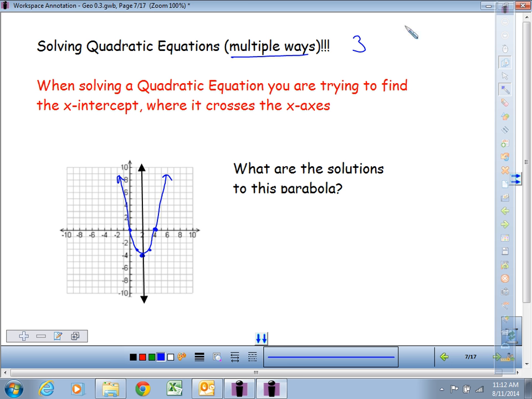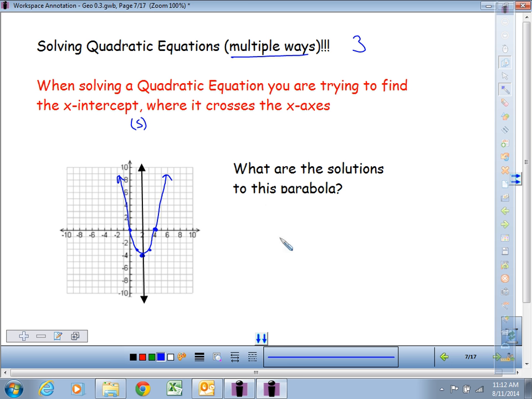So when solving a quadratic equation, you are trying to find the x-intercept, or I should say intercepts possibly, and that's where it crosses the x-axis. If we look at the parabola, in the last class we worked with graphing these, but we didn't really talk about where it crosses the x-axis. Those are what we call solutions in quadratic equations.